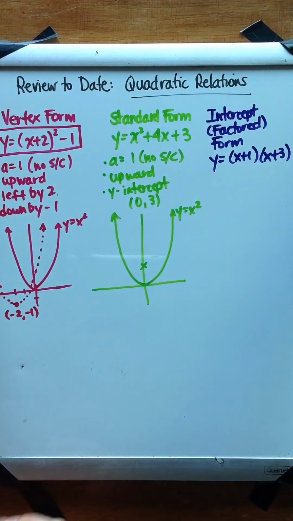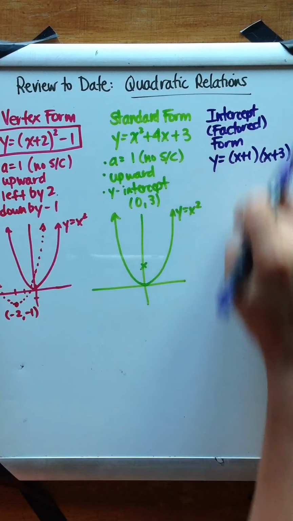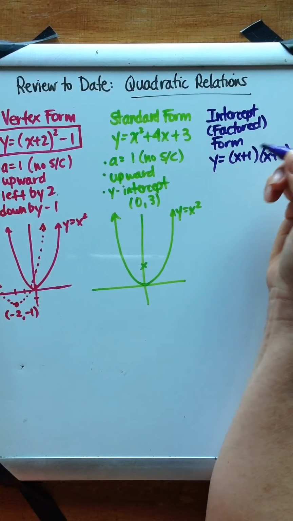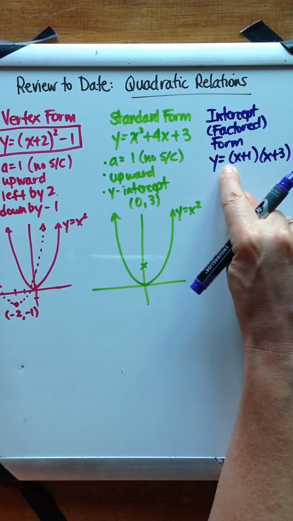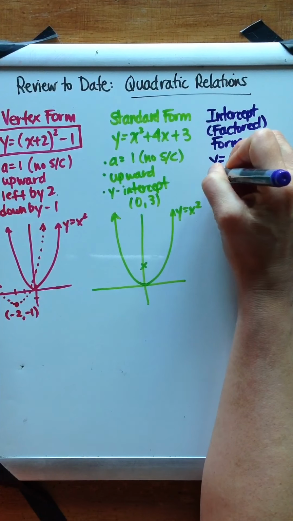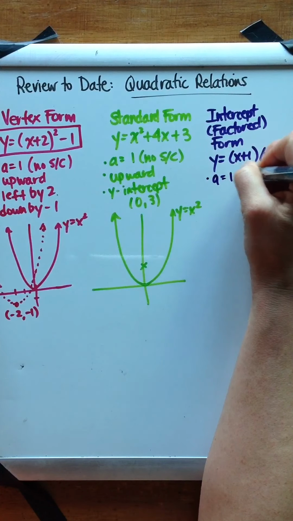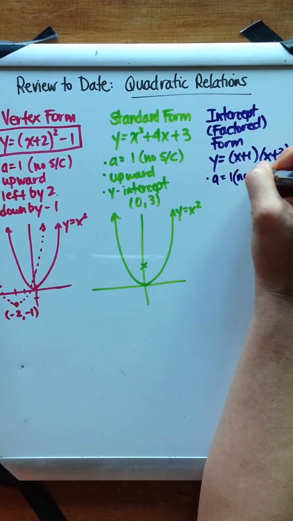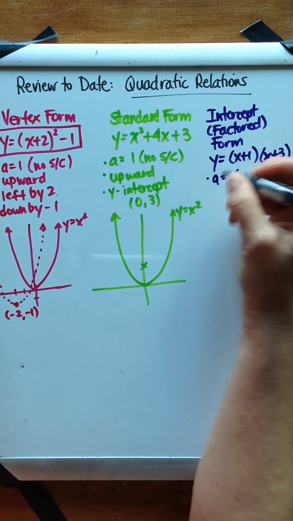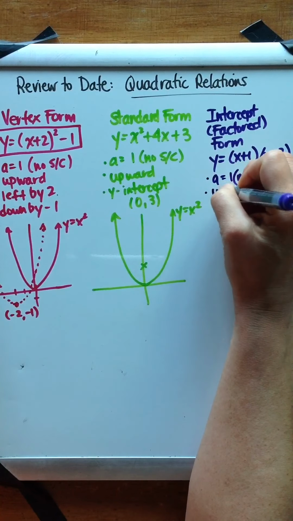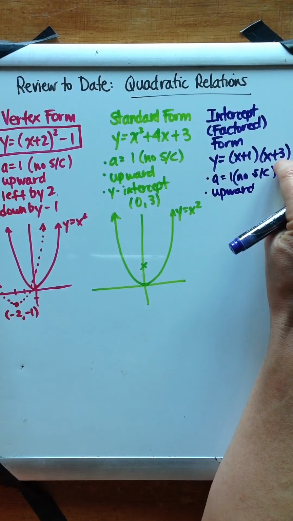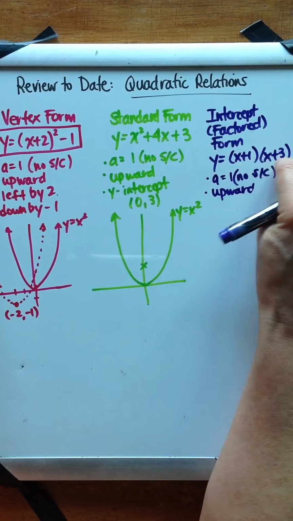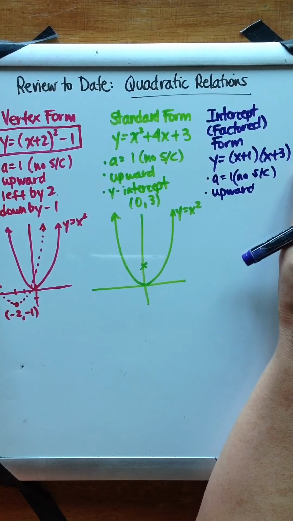Well, let's try doing intercept form. So what do we know about this before we sketch it? Well, again, it looks like it has the same a value. There's a 1 out in front of here, and it's positive. So we know that a is equal to 1, no stretch or compression factor. I'm going to put S/C for that. We know it's upward because it's positive. And then we had learned in the last unit that these guys here are the x-intercepts.